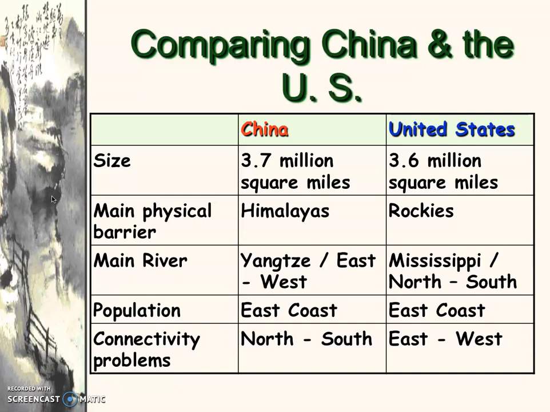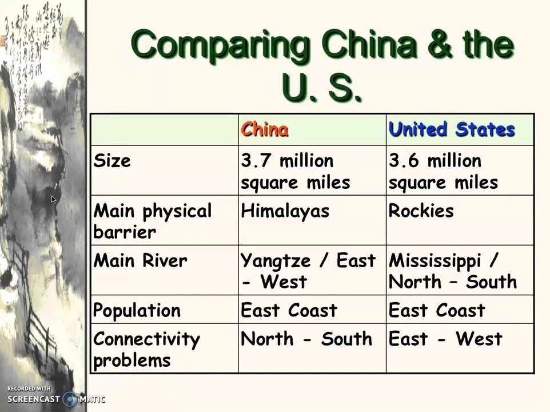We do have some similar physical barriers in China. It would be the Himalayas. For ourselves, it would be the Rockies. We use the Rockies as what divides our country physically. So we have the eastern part of the United States versus the western part of the United States. That's typically defined by the Rockies.